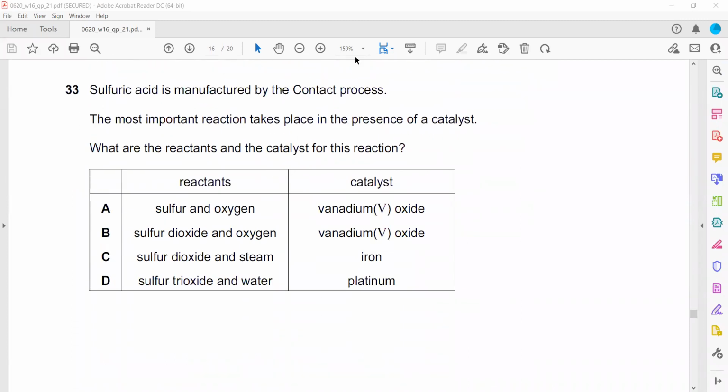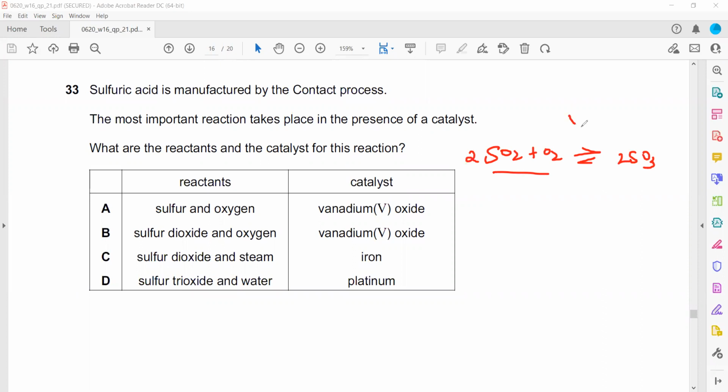Sulfuric acid is manufactured by the contact process. The most important reaction is in the presence of a catalyst. What are the reactant and catalyst used? For the contact process, the reactants are sulfur dioxide mixed with oxygen to form sulfur trioxide. These are the reactants, sulfur dioxide and oxygen.